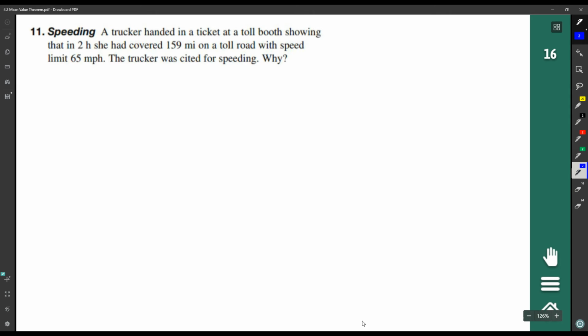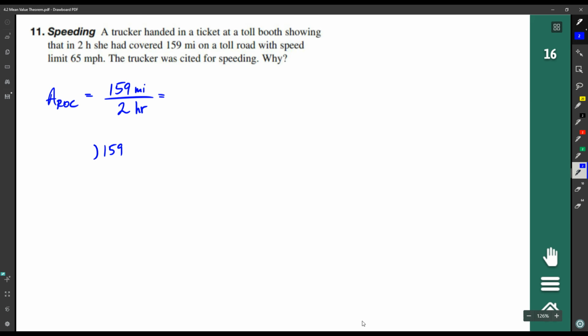A trucker handed in a ticket at a toll booth showing that in 2 hours she had covered 159 miles on a toll road with a speed limit of 65 miles per hour, and the trucker was cited for speeding. Why? So let's take a look at this trucker's average rate of change, which would be given by the total amount of miles that she traveled, 159 miles, over the total time that she spent driving it. So a toll booth showing in 2 hours. So the total time is 2 hours.